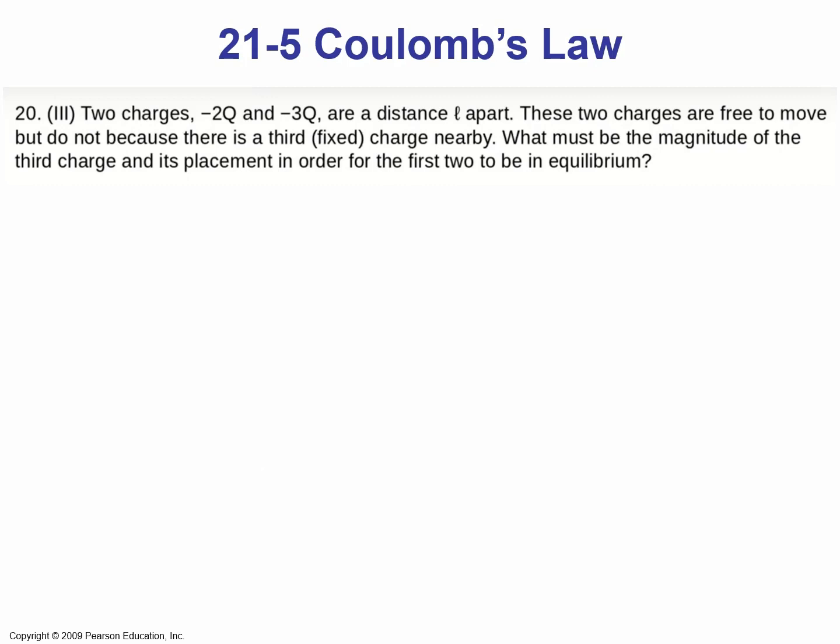Alright, now let's take a quick look at problem number 20 from the book as another example. Two charges, minus 2q and minus 3q, are at distance L apart. These two charges are free to move but do not, because there is a third fixed charge nearby. What must be the magnitude of the third charge and its placement in order for the first two charges to be in equilibrium? We can imagine different scenarios, but it turns out that if we have charge minus 2q on the left and charge minus 3q on the right, and we have, for example, a positive charge on the right or the left, these two will be attracted toward that, while these two are repelled from each other.